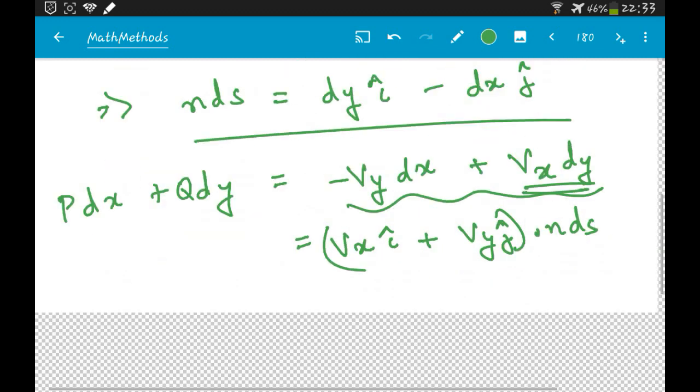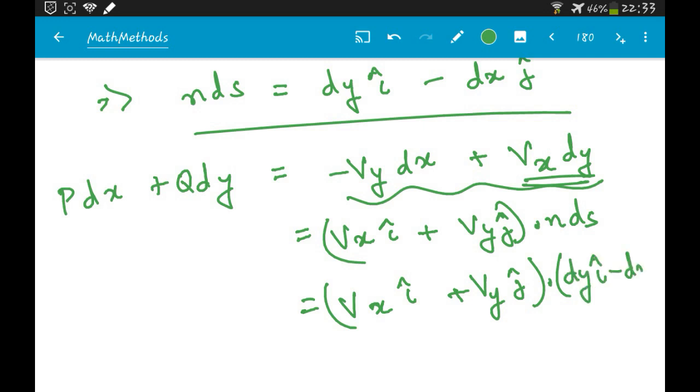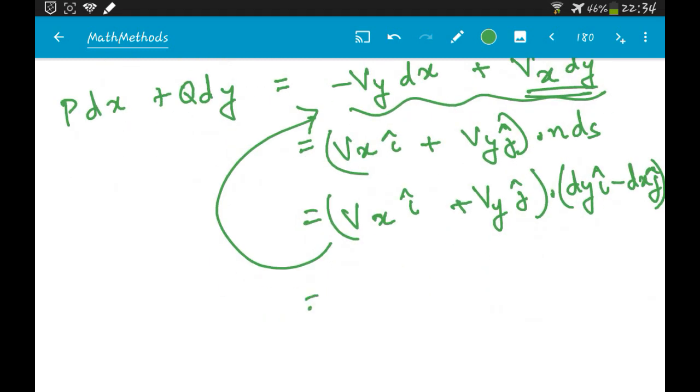Okay, and what is the normal? So this is nothing but vx i plus vy j dot product with dy i minus dx j. Okay, so this can be written as this. So ultimately we have a dot product of v and n ds.